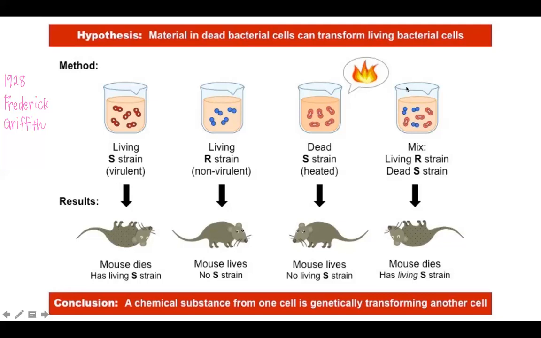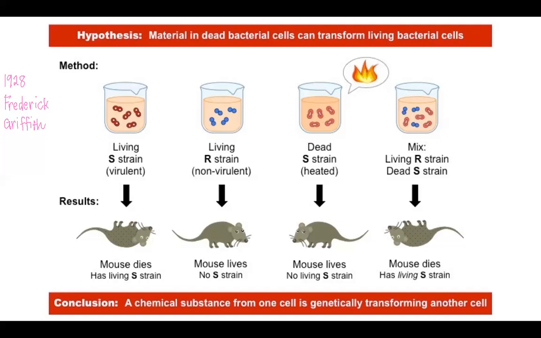However, in the last culture wherein we have the living R strain and dead or heat treated S strain, the mouse died. And the only thing that could explain this is that there is a living S strain in this culture. So there must be something in the dead S strain that was transferred to the living R strain, causing it to be transformed into the virulent S strain.